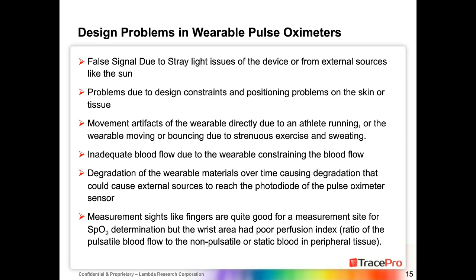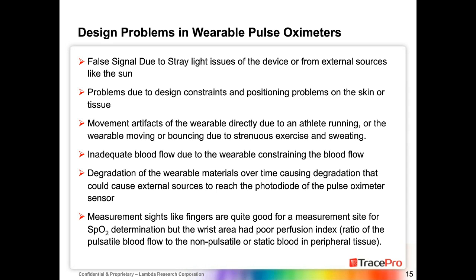So if we start looking into the design problems that are in wearables, there's a lot of things that can come up. There's false signal due to stray light issues. Once again, stray light rears its ugly head, and we need to get rid of these things. And what's the most likely problem here? Well, people are going to be using this for track and fitness, so we're going to be outside running with these things on, and that sun is going to be an external source. There's your biggest problem. There's also going to be problems due to design constraints and positioning problems on the skin or because of the tissue that's involved.